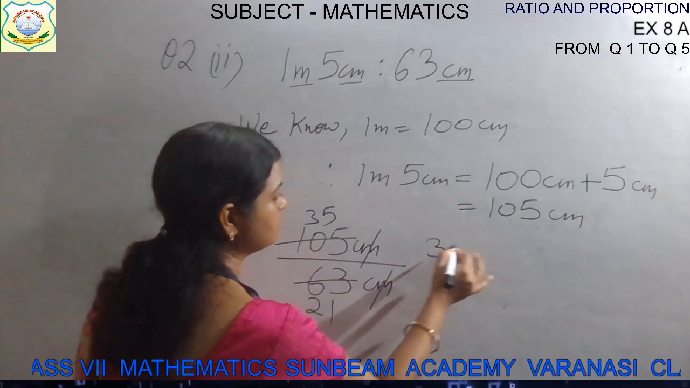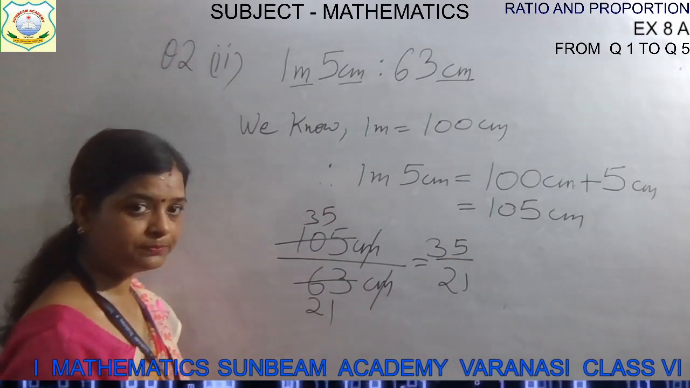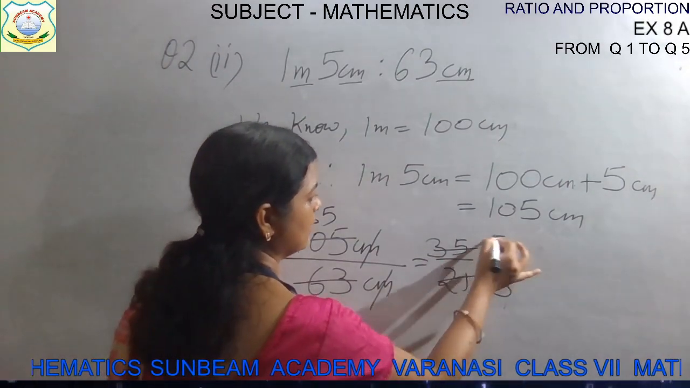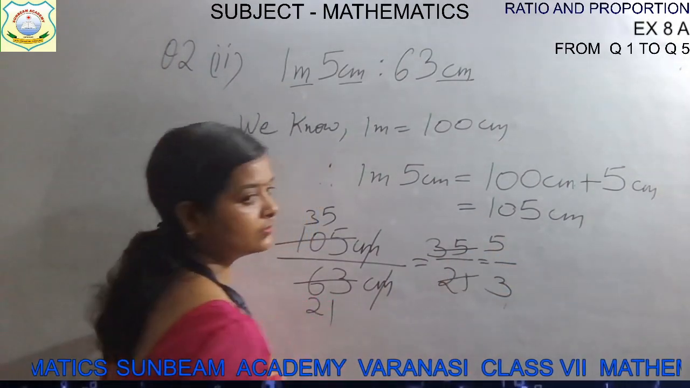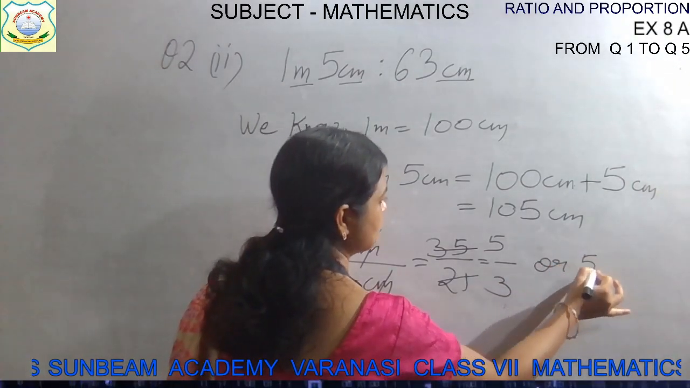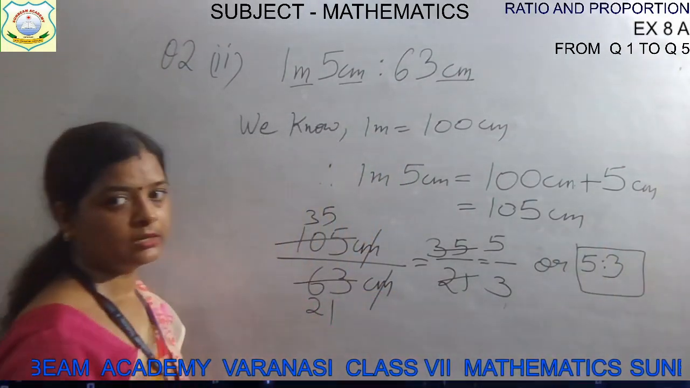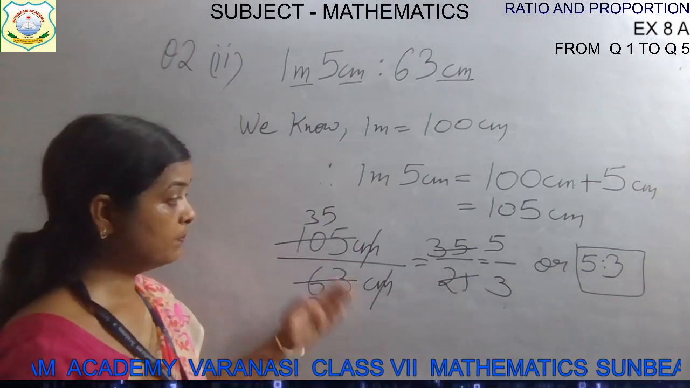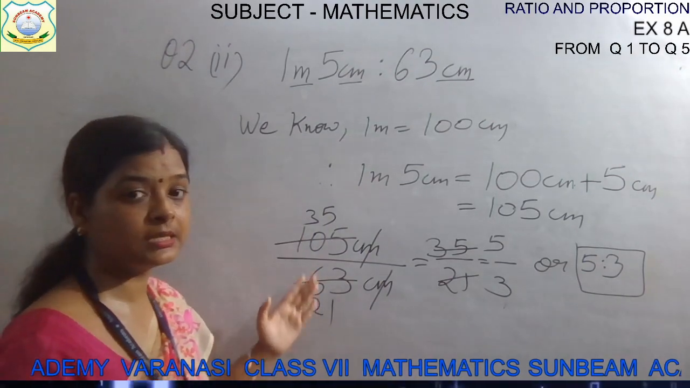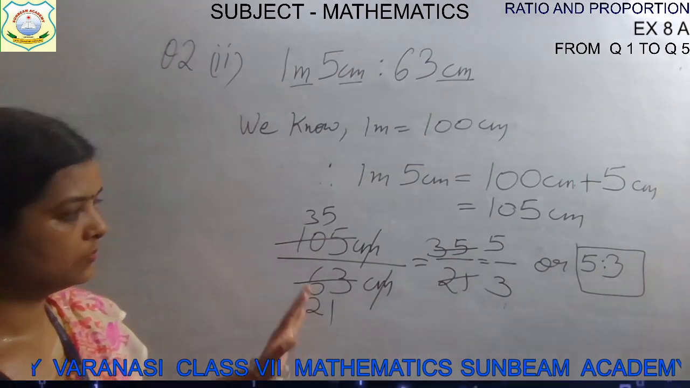35 by 21. Now still there is a possibility of further simplification. Yes? Yes. By which? 7 3s are 21 and 7 5s are 35. So 5 by 3, or it can be written in the ratio form as 5:3. This is your final answer. This is the answer, 5:3. If you solve it by their HCF, the HCF of 105 and 63, then you can simplify it in one go.